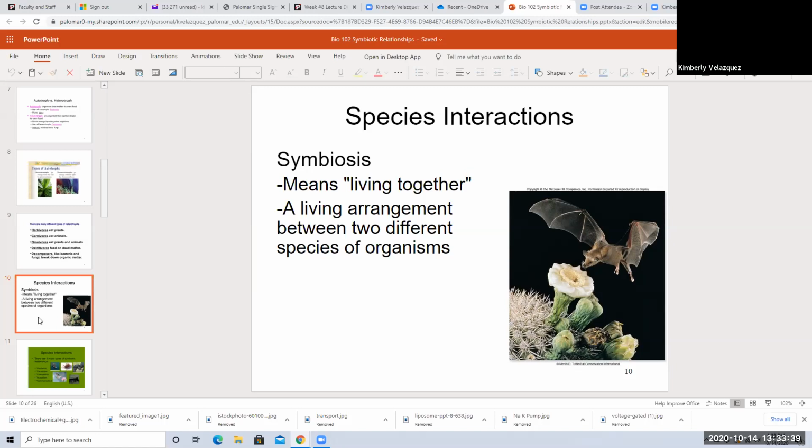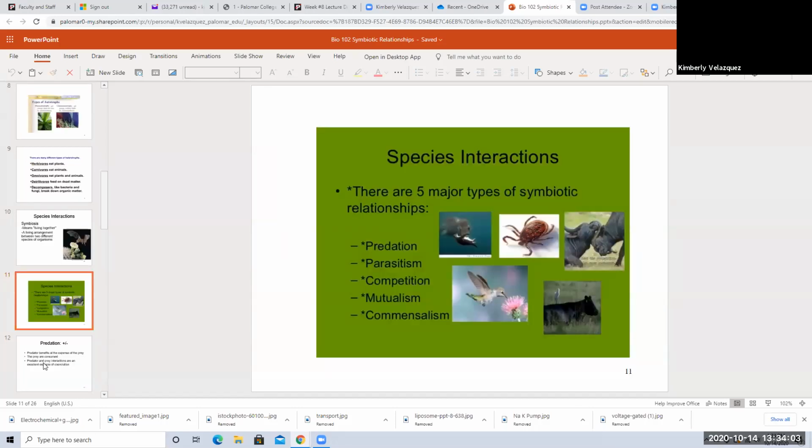Now, those don't always benefit both organisms. So we're going to look at the different categories of those symbiotic relationships. And we're going to use a plus, a minus, and a zero to determine whether one of the organisms is benefited, one is harmed, or there's no effect. So 5 major categories of symbiotic relationship: predation, parasitism, competition, mutualism, and commensalism.